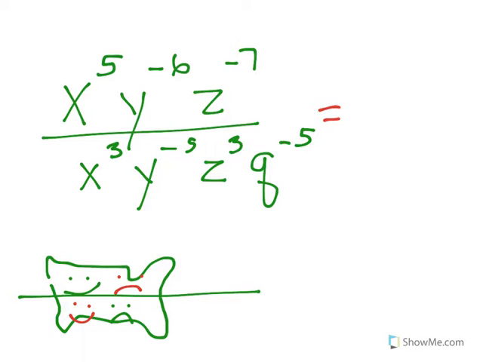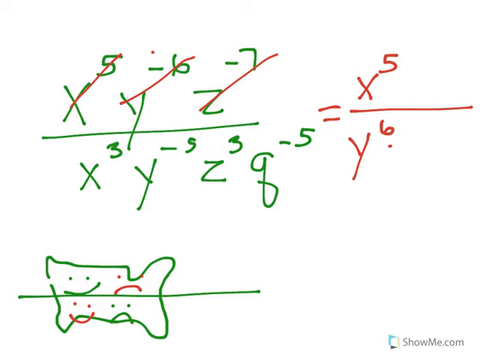If it's positive up top, I can move it down below and it becomes negative. If it's negative down below, I can move it up and make it positive. So what I'm going to do with this equation is turn everything into a positive function. I'm going to leave the x to the 5th up top. I'm going to bring this y to the negative 6th down below. I'm going to put a dot just so I slash them out so I know what I'm doing. It's going to become y to the 6th on the bottom. The z to the negative 7th is going to become z to the 7th on the bottom. X to the 3rd is already positive. I'm going to leave it down there.